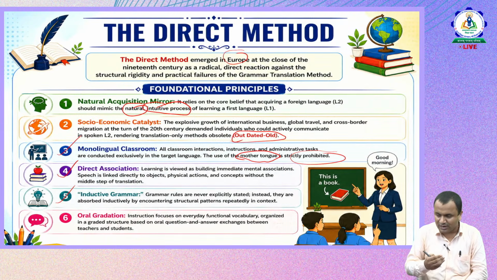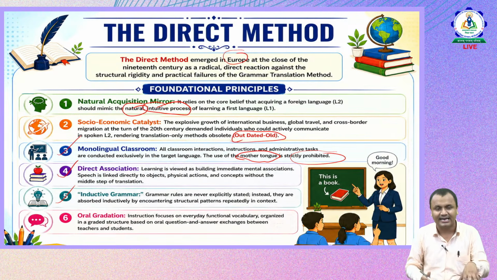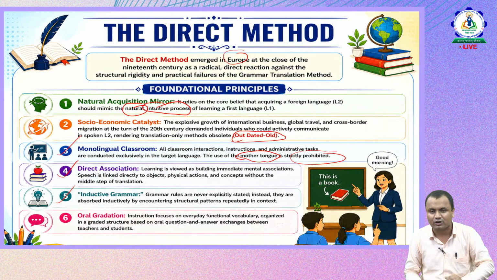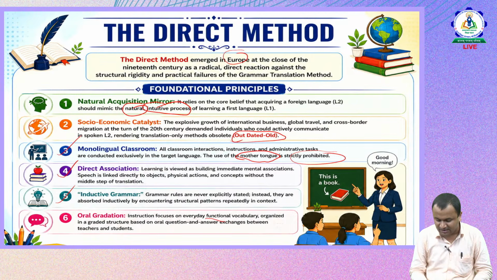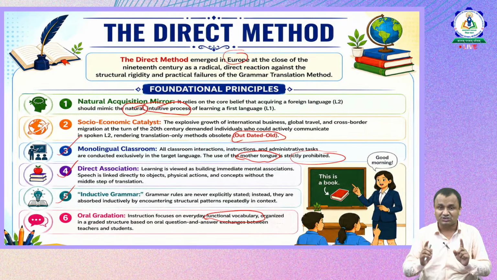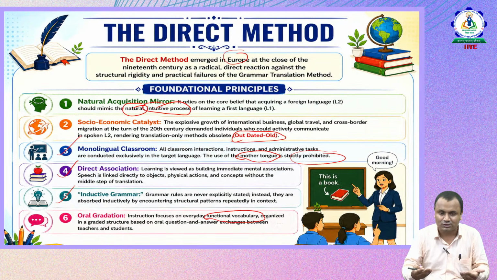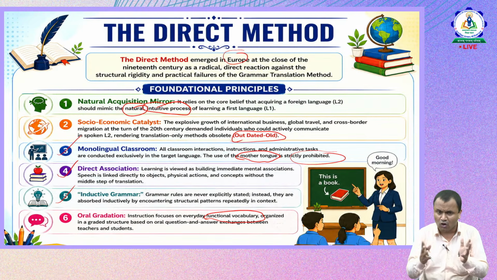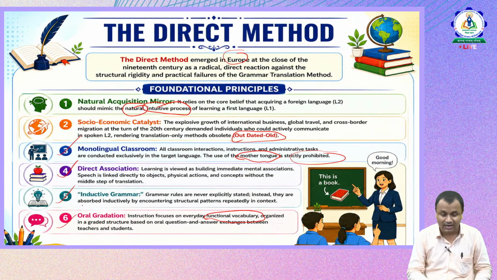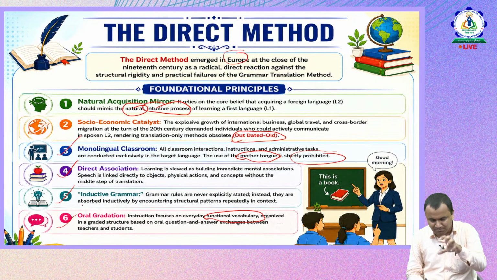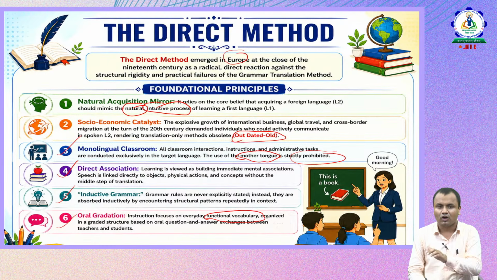Since we are not allowing the student to use the mother tongue in the classroom while teaching through the direct method, we need to focus on vocabulary that is related to the student, that is up to the comprehension level of the student, or we focus on functional vocabulary. When we say functional vocabulary, it means vocabulary that is to be used by the student in daily life or in the environment where the student lives. So we do oral gradation. Gradation means we simplify the words and we find out the pattern. We use it up to the level of the student.